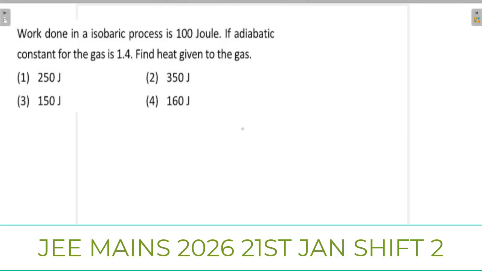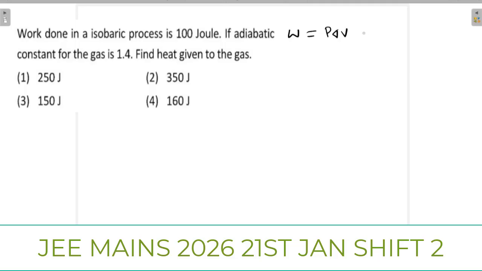Work done in an isobaric process is 100 joule. If the adiabatic constant for the gas is 1.4, find the heat given to the gas. Now, work done in an isobaric process is W equals P delta V.